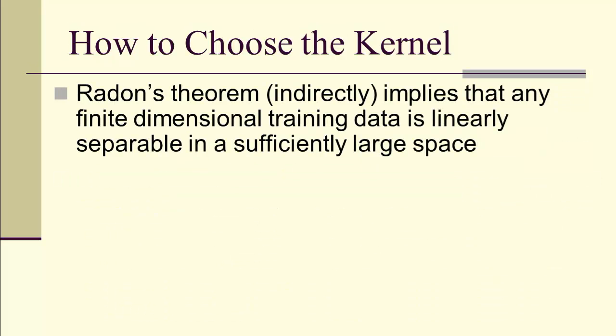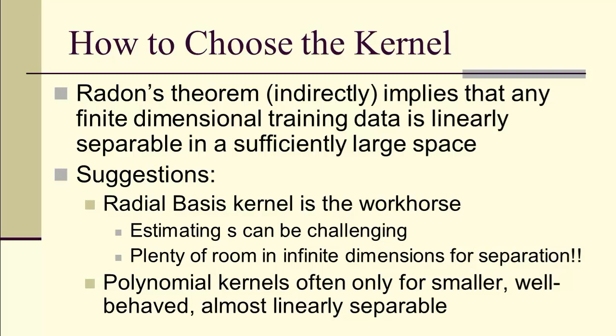So Radon's theorem implies that any finite dimensional training data, however, is linearly separable in a sufficiently large space. Now, the radial basis kernel is the workhorse. So why? Because you're in an infinite dimensional space.